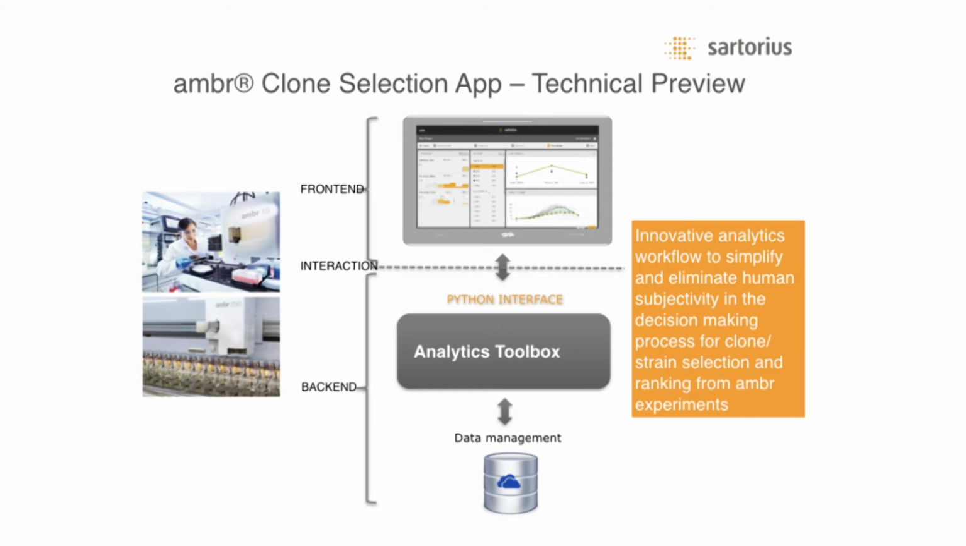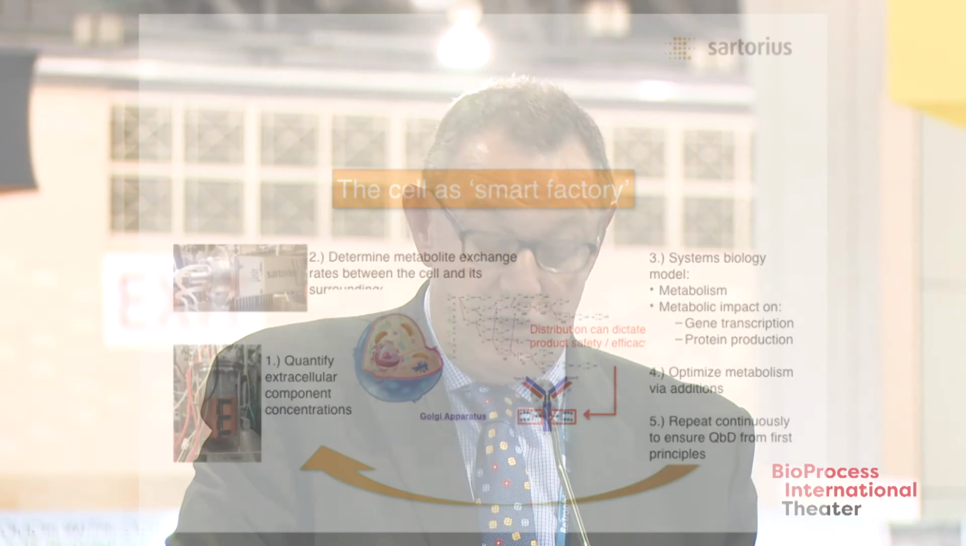Lastly, this is just an example of the end stage of the analytics platform, where we've developed an analytical toolbox in the form of an app, which allows you to look at clone selection data and use an analytics program to actually compile, aggregate, and do the analysis on the data, so that you can rule out human subjectivity in the choosing process.